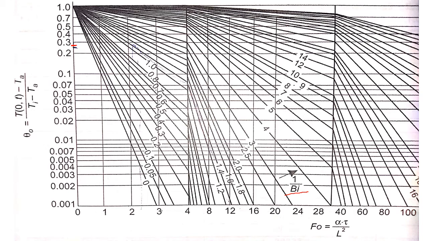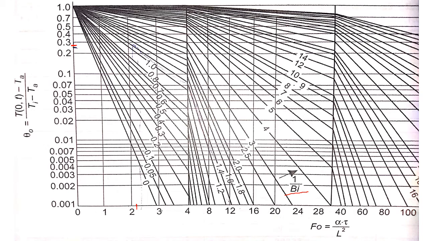So the horizontal line intersects the curve somewhere here, and from that intersection point, using the scale, I come straight down to the x-axis. This point will be somewhere around here. There might be some error in reading the values, and readings may differ. Here it is 2, here it is 3, so somewhere I may call it 2.1, 2.2. I have read the Fourier number as 2.2.